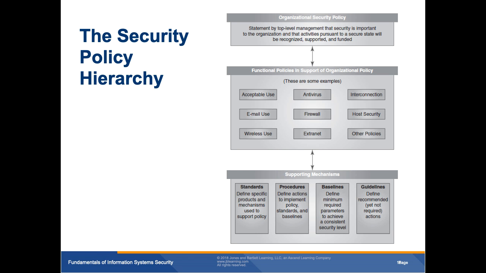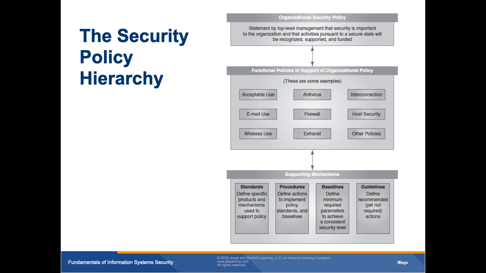And here is the security policy hierarchy, right? So the statement by top level management, that security is important to the organization, and the objectives pursuant to a security state will be recognized, supported, and funded, right? Because that's important, right? You can say you want this, but if you're not funding it, or if leadership isn't really supportive of it, then you're going to have problems. That's why policies start at the top level management level.